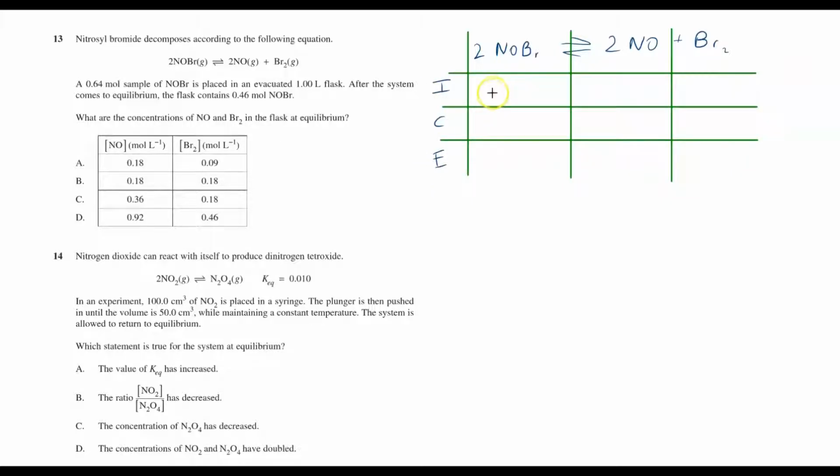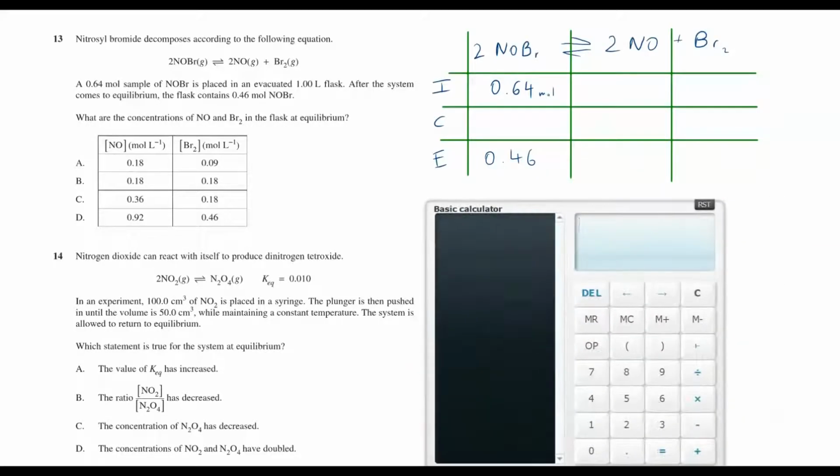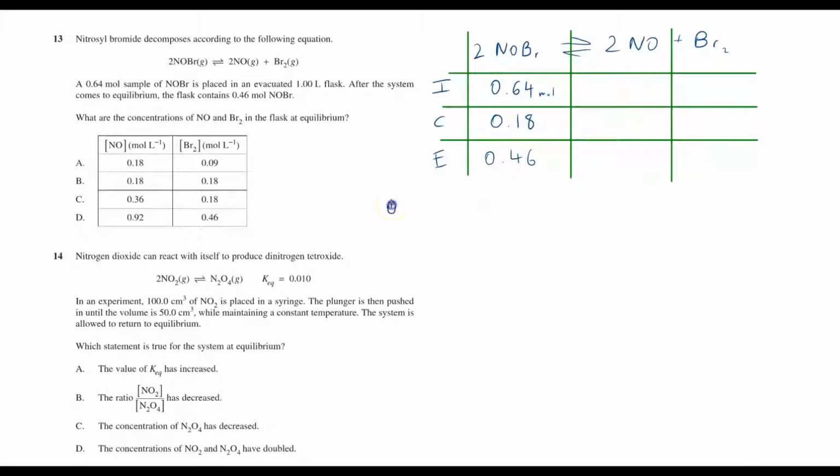Initial is the number of each at the start. From the question, we know we have 0.64 moles of nitrosyl bromide. We also know at equilibrium we have 0.46 moles. To calculate the change, we bring in our calculator and do 0.64 minus 0.46, to find the change was 0.18 moles, which we can now write in. This means that the 0.18 we see in the change row under the nitrosyl bromide represents the 2 in the stoichiometric ratio, and we can fill in the rest of the change row of the table with respect to that.